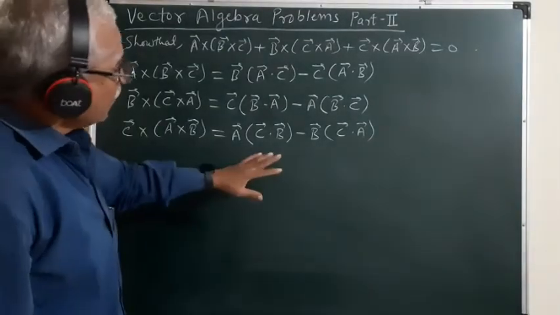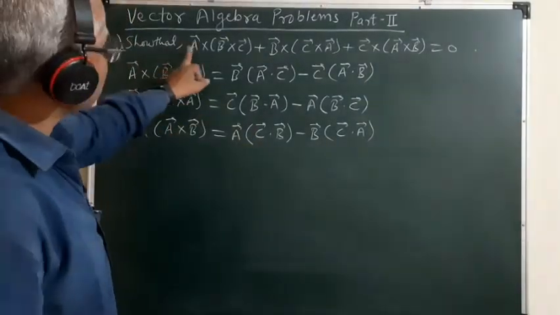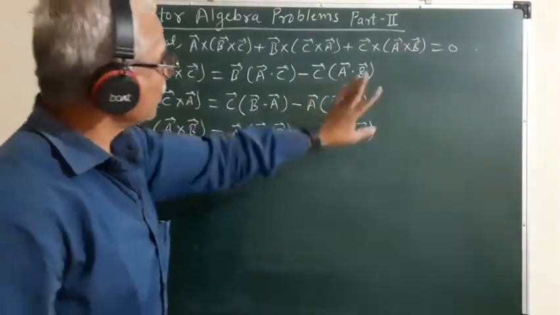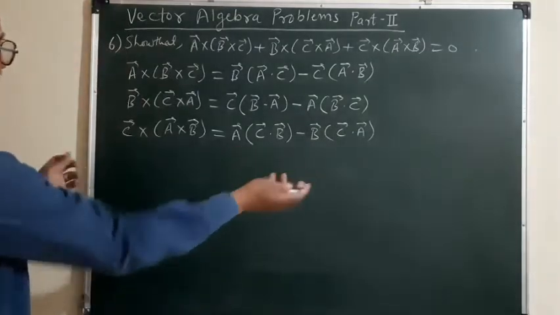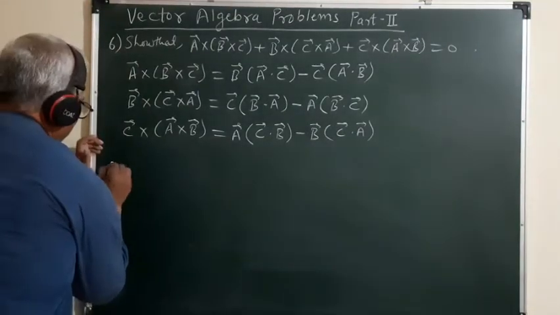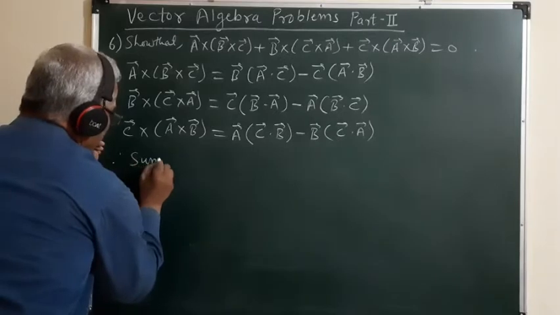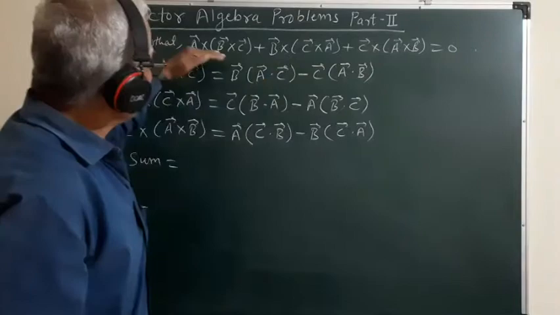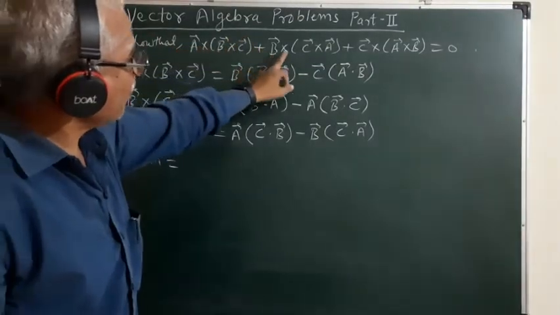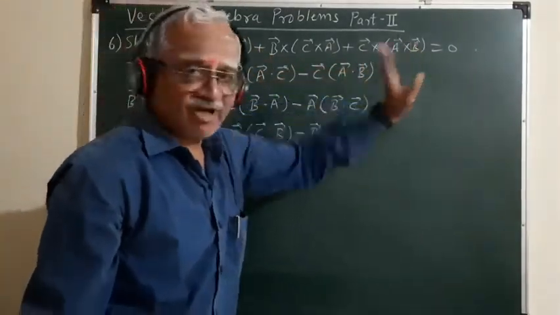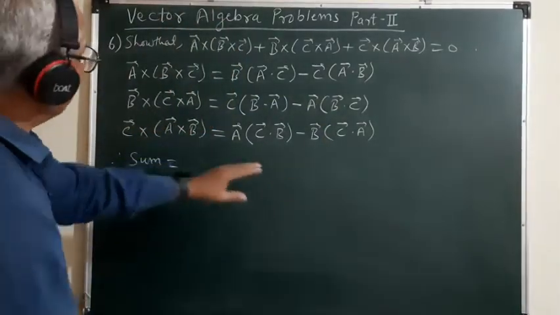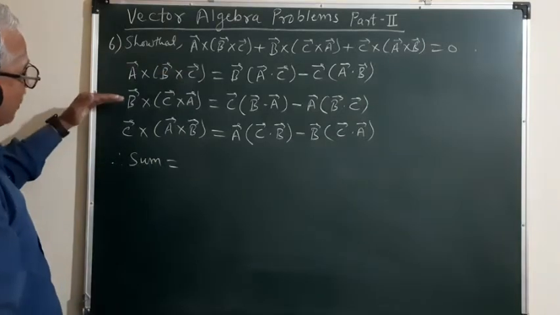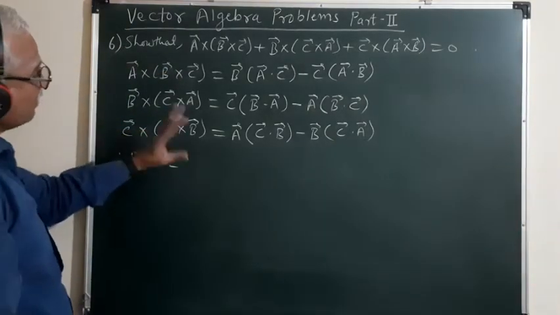And now here you are asked to prove that the sum of these three vector triple products works out to be equal to 0. So let us evaluate the sum. Therefore, the sum is, this given sum, a bar cross b bar cross c bar plus b bar cross c bar cross a bar plus c bar cross a bar cross b bar. So use these expressions for a bar cross b bar cross c bar, b bar cross c bar cross a bar, and c bar cross a bar cross b bar.